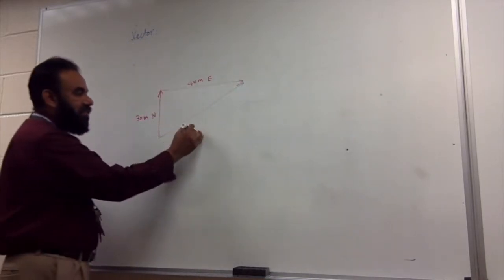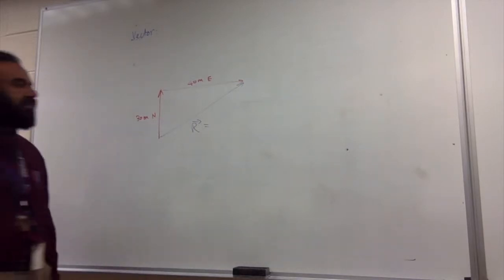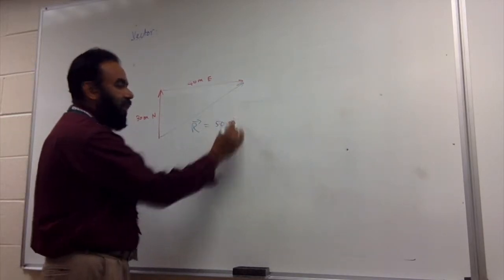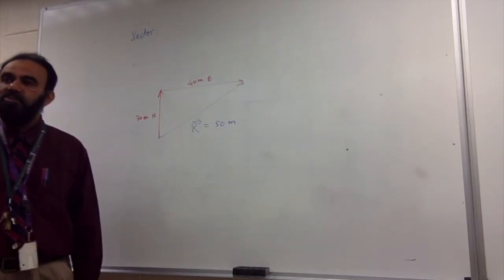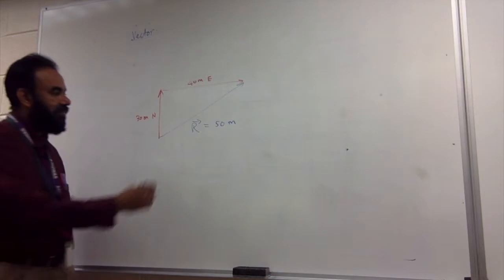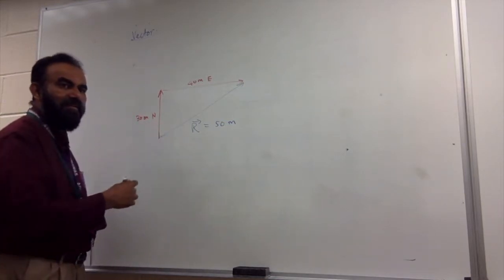And how much is this? This is the resultant. Tell me what is the resultant. Is that enough? No. 50 meters is just half an answer. You got to say which way. 50 meters east is north. You have to tell the angle.